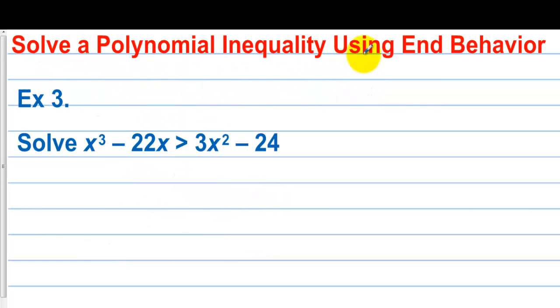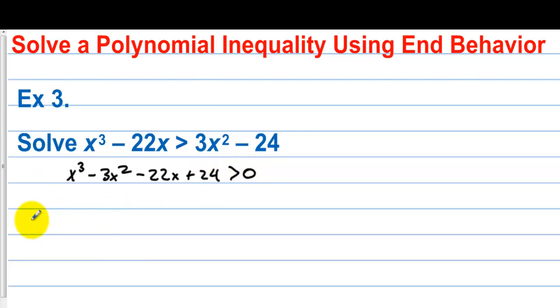Solving a polynomial inequality using end behavior, we have example 3, and we're going to solve this cubic polynomial. Let's get everything to one side so that we're comparing to 0. We have minus 3x squared from this side. Minus 22x and then plus 24 is greater than 0.